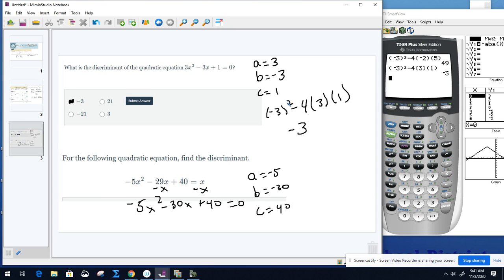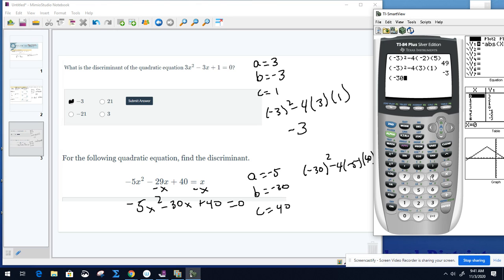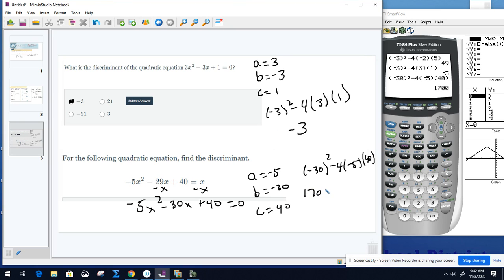So again, just plugging it in, same formula, -30 squared minus 4 times A, which is -5, times C, which is 40. And just plug it into the calculator. It's important that you put this first B in parentheses because we're squaring it. That will always give you a positive number. So the discriminant for this is 1700. And if the question asked you how many solutions there are, you would say 2 real solutions because it's equal to a positive. Okay, so you're going to have a few problems that look like that on Delta Math.